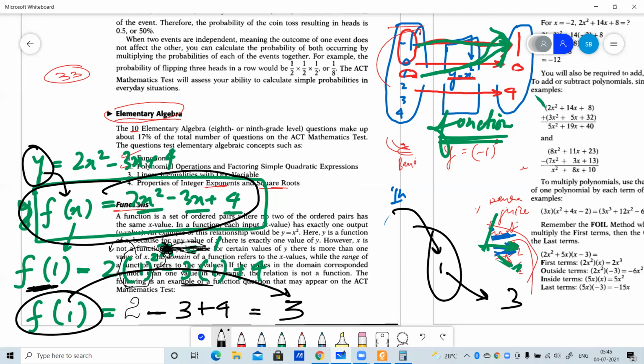We are taking this same example, and the question is, what is f of 2a? So wherever there is x, you have to plug in 2a. Whatever is in parentheses, you have to plug in for x. So it'll be 2 times 2a squared minus 3 times 2a plus 4.